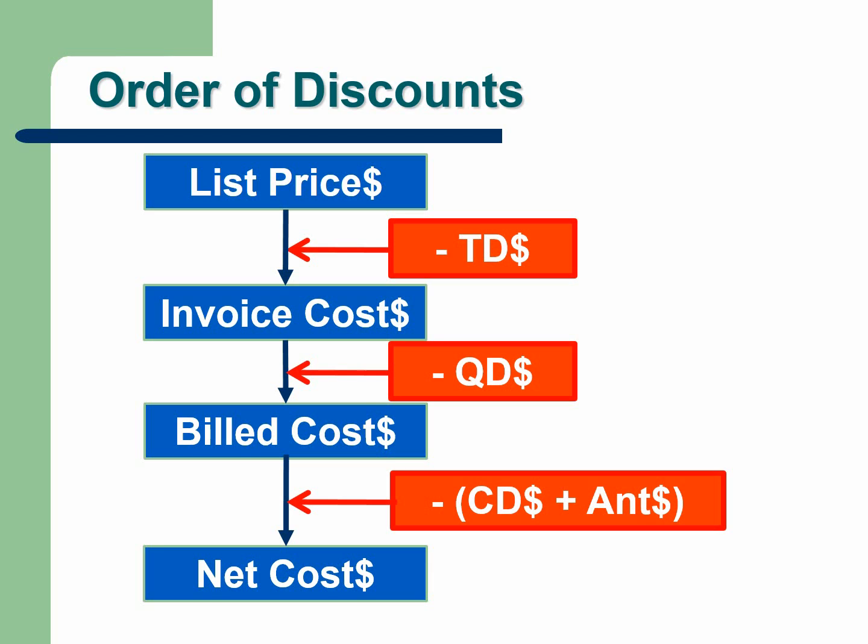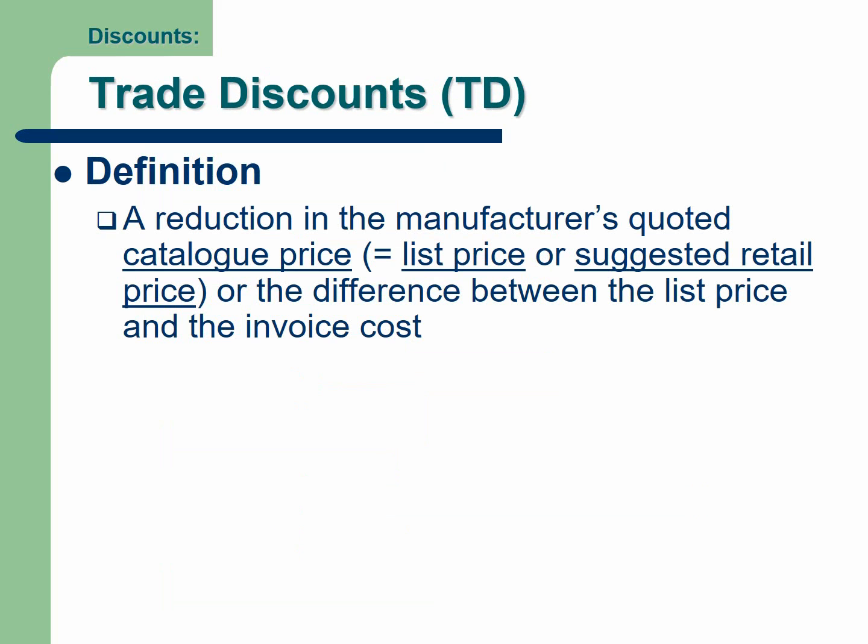And when all of these discounts are given in percentages, trade discount of a certain percent and quantity discount of a certain percent, etc., you have to know percent of what, right? So trade discount will be percent of list price, quantity discount will be percent of invoice cost, cash discount and anticipation will be percent of billed cost. Because of that, we need to be clear in terms of the order of discounts and which one should come first. So we're going to take a look at all the discounts one by one, starting from trade discounts.